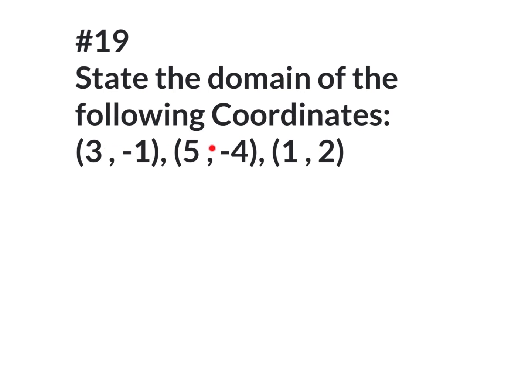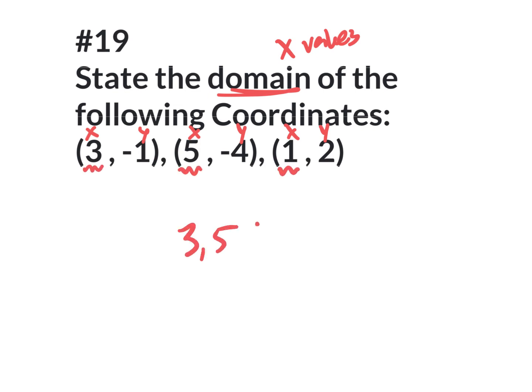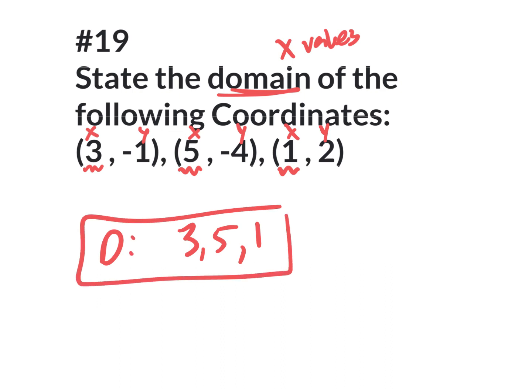And on each of these coordinates, you have both an x and a y, right? You have an x value and a y value, an x value and a y value, an x value and a y value. So if they say state the domain, they're really telling you to state the x values. So what's the domain? It's 3, 5, 1. That's their domain. Let's move on.